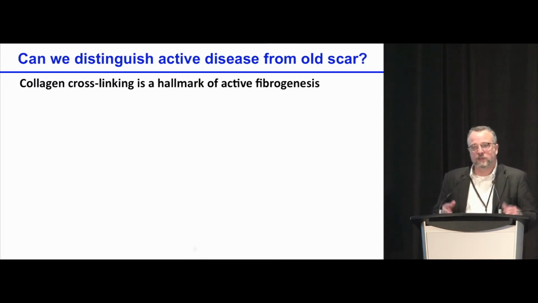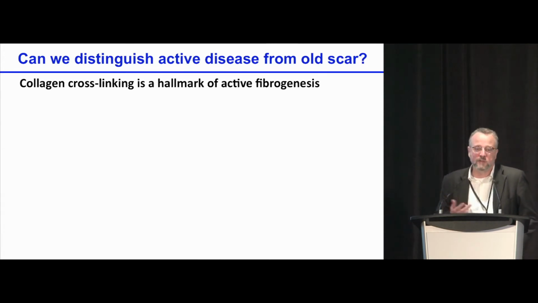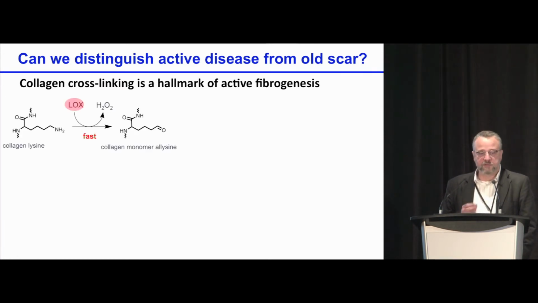So that was looking at sort of total fibrosis, and I gave you some examples of fresh accumulation of collagen and old scar, and so we also wanted to ask the question: can we distinguish active disease from old scar? If you think about the biology of fibrosis and fibrogenesis, one of the key features is collagen cross-linking. So you have an upregulation of lysyl oxidases, which are converting lysine side chains to allysine.